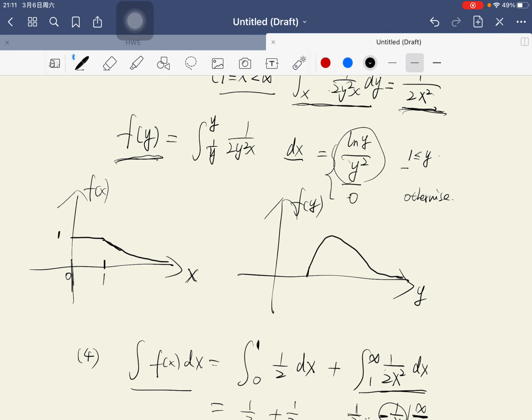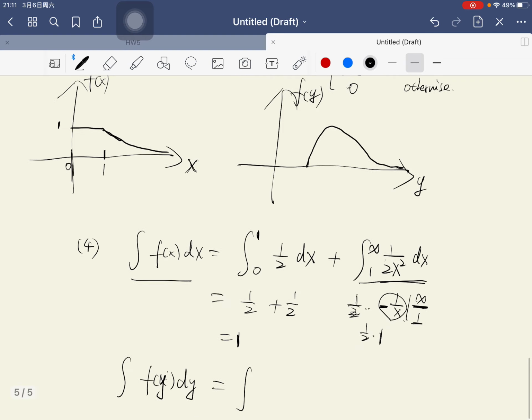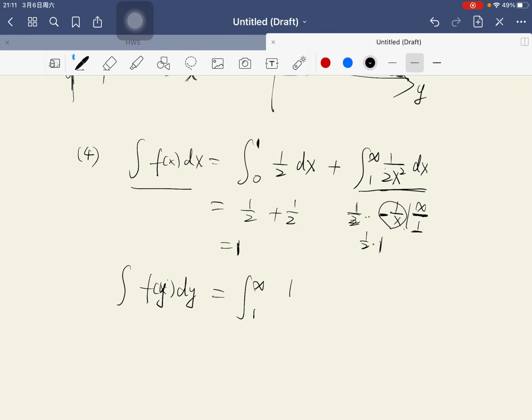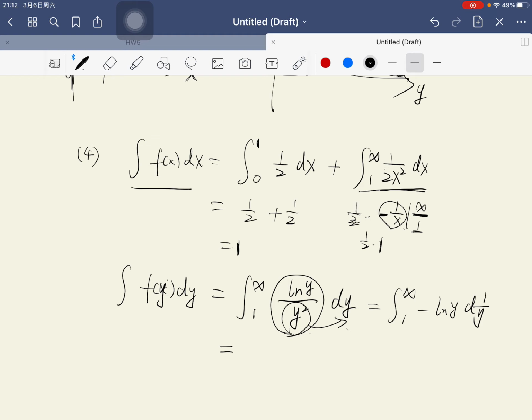And f_Y is equal to this part: y from 1 to infinity, the integral of ln y over y to the power of 2, dy. For this part, we could compute it using the same method as above.